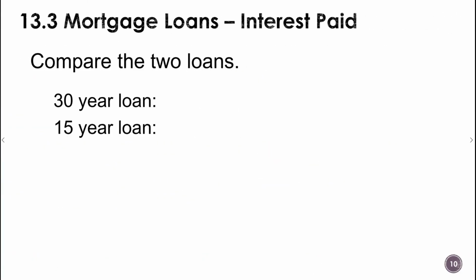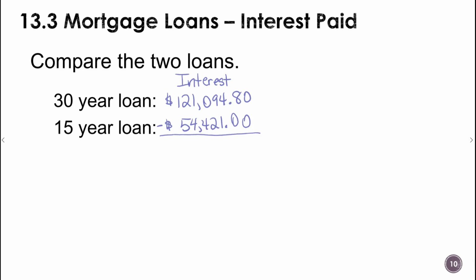So for the 30-year loan, the interest was $121,094.80, and the 15-year loan was $54,421 exactly. We are subtracting, so to compare, we're going to subtract the smaller amount of interest from the larger, and we find that it's $66,673.80. That's the difference between the two.